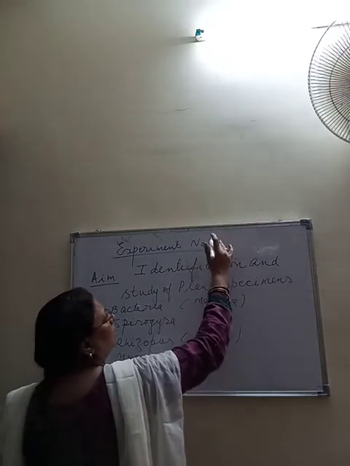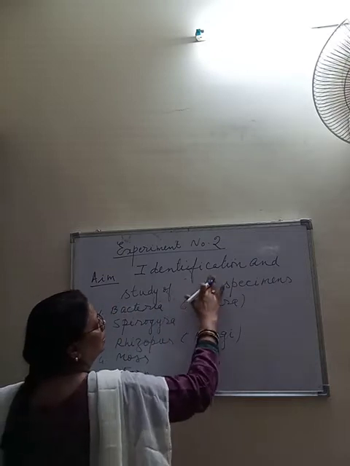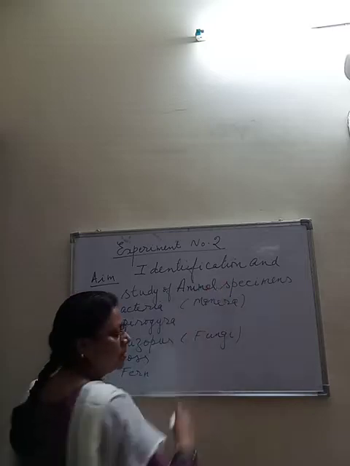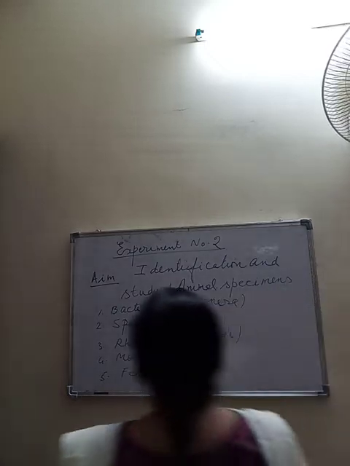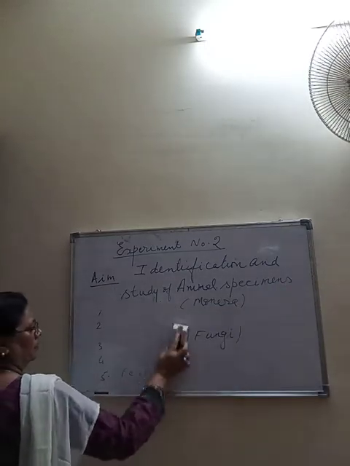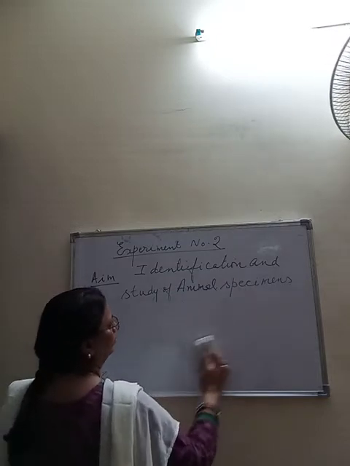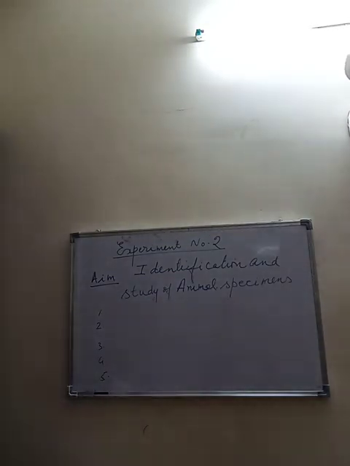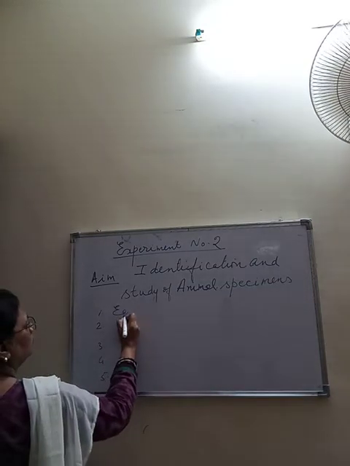So experiment number 2 will be identification and study of animal specimens. You must have noticed that I have sent you 5 specimens of the animal kingdom also. What are they? The animal specimens which I have sent are, first is earthworm.